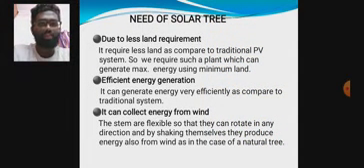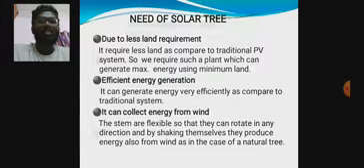Now, what is the need of a solar tree? Due to less land requirement, it requires less land as compared to a traditional PV system. So we require such a plant which can generate as much energy as we need in minimum land. Next, efficient energy generation. It can generate energy very efficiently as compared to the traditional system. It can also collect energy from the wind. The stems are flexible so that they can rotate in any direction by shaking themselves. They produce energy from wind as in the case of a natural tree.